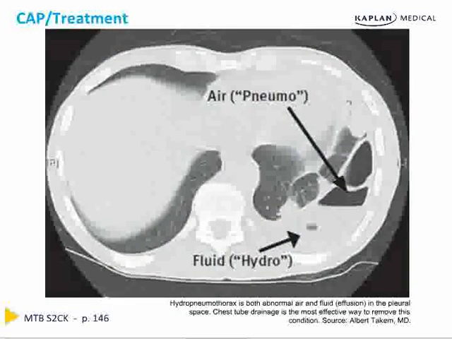Some patients with empyema will actually develop air in the pleural space in addition to fluid. We call this a hydropneumothorax. As you can see in the picture, there's evidence of both fluid and air in this chest CT. Again, chest tube drainage is the most effective way to remove this condition.